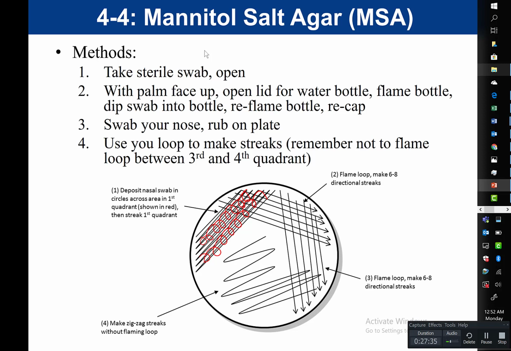We would dip the swab into the bottle, so we would get it wet. Then we take it out. We reflame the opening of the bottle, and then we put the cap back on. So now we have our swab, and in our swab, we have sterile water. We take that swab and now we rub it on the inside of our nose, and so we would try and pick up bacteria from the nasal passage.